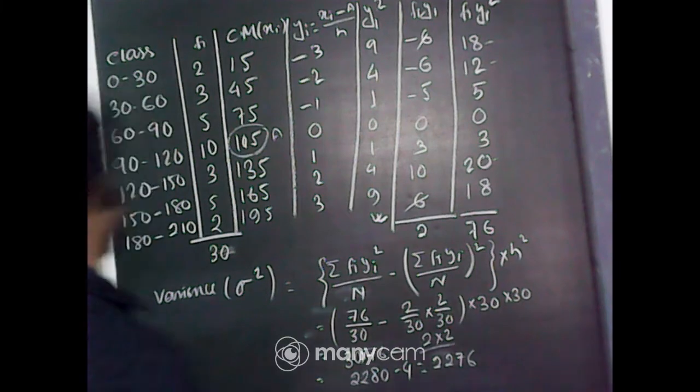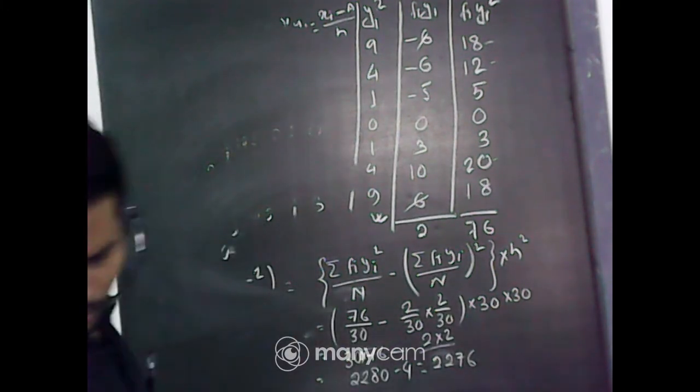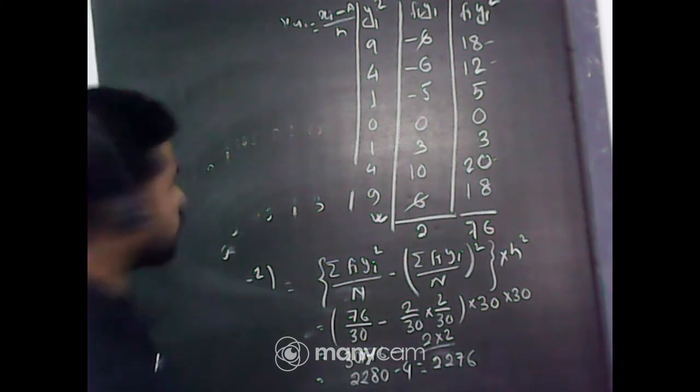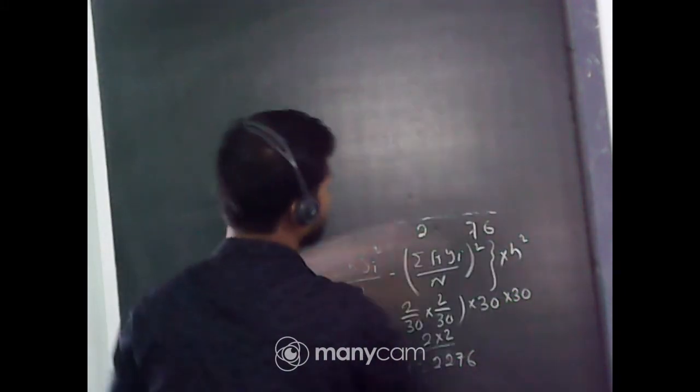Okay, let's go. Have a look at the next question. Our next question is question number 8. So first make the tabulation. Make the table. Here we have to find the mean and the variance of the following distributions, and the data are given here.